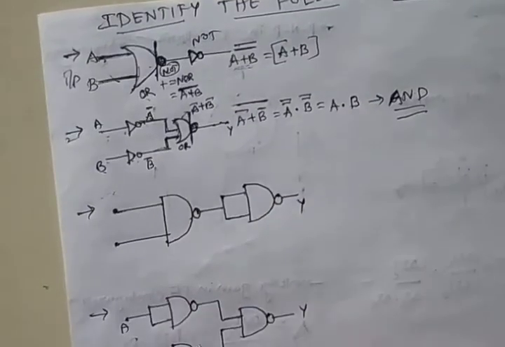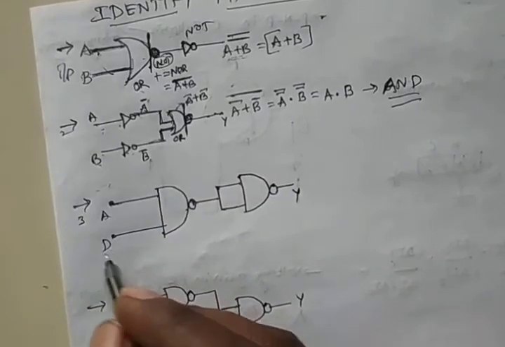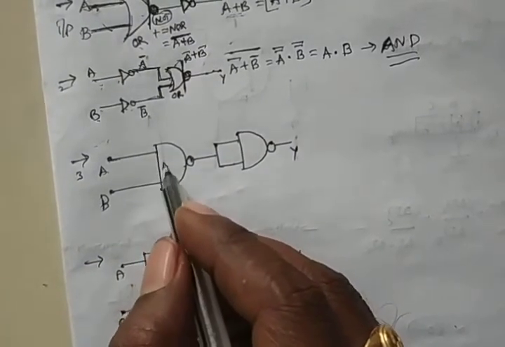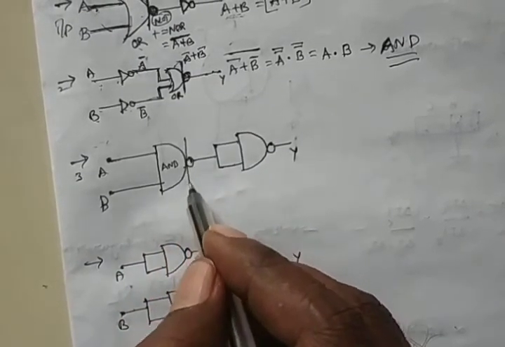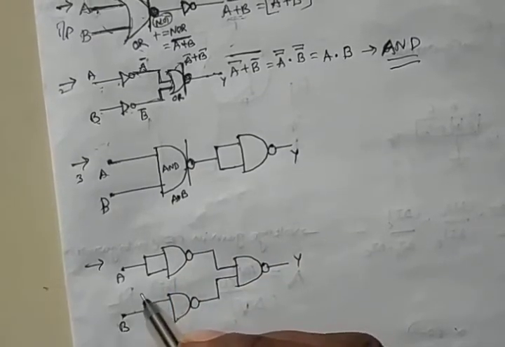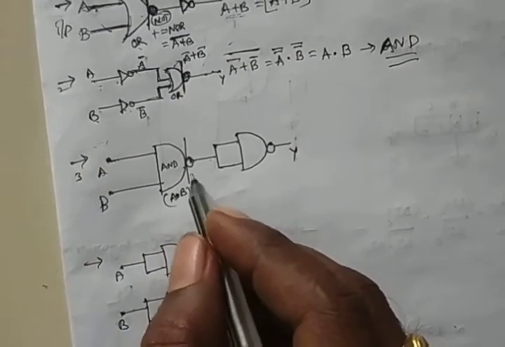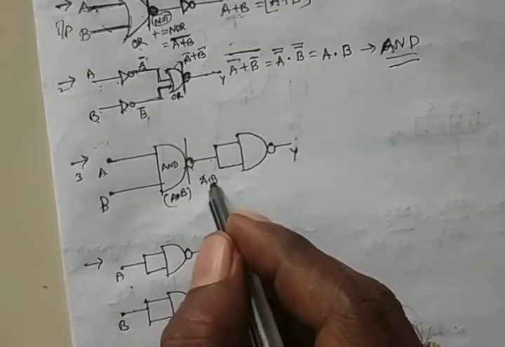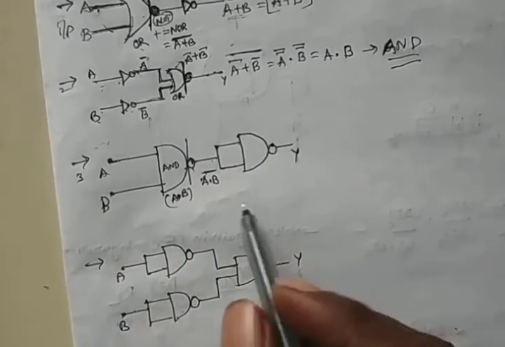Okay. Now see the third one. The inputs are A and B. Now this is connected. This gate is called what? AND gate. Up to this, A multiply with B. Now after the circle, this is the NOT. Then you will get (A multiply with B) bar.